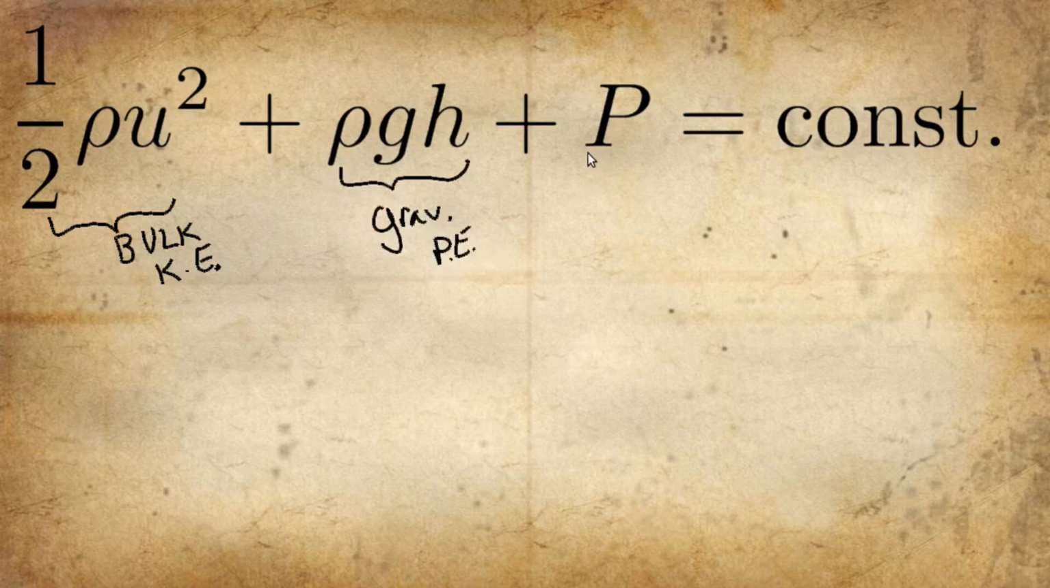And then finally we have pressure, and pressure is another kind of kinetic energy, but it's the thermal KE, kinetic energy. Or you could say that it's the molecular kinetic energy. So this is energy per unit volume associated with the jiggling of the molecules in the water or in the gas. So we have the bulk KE, the thermal kinetic energy, and gravitational potential energy.